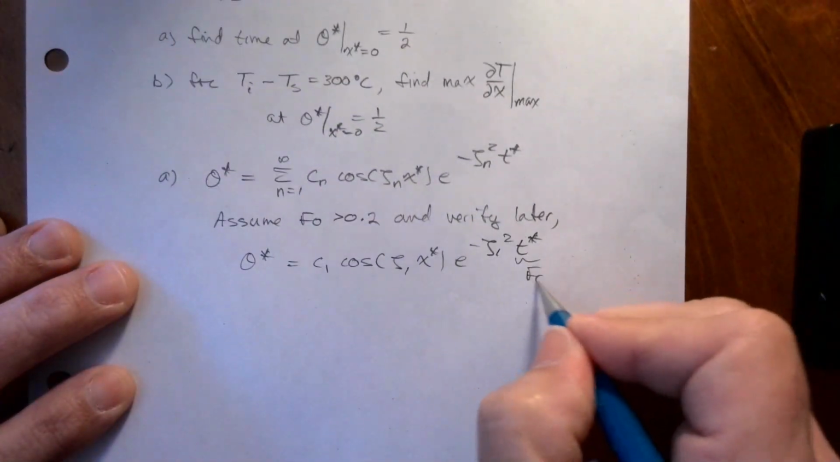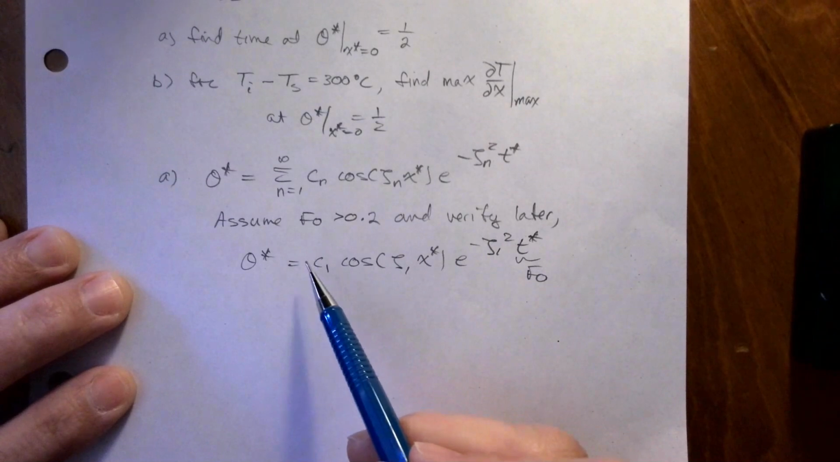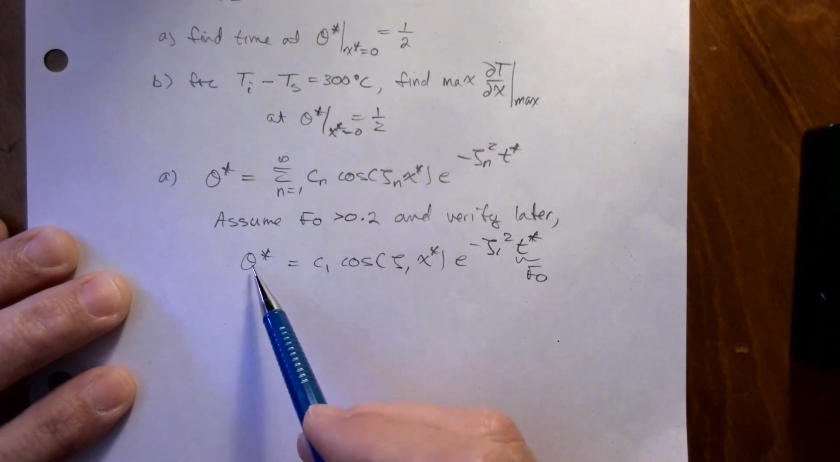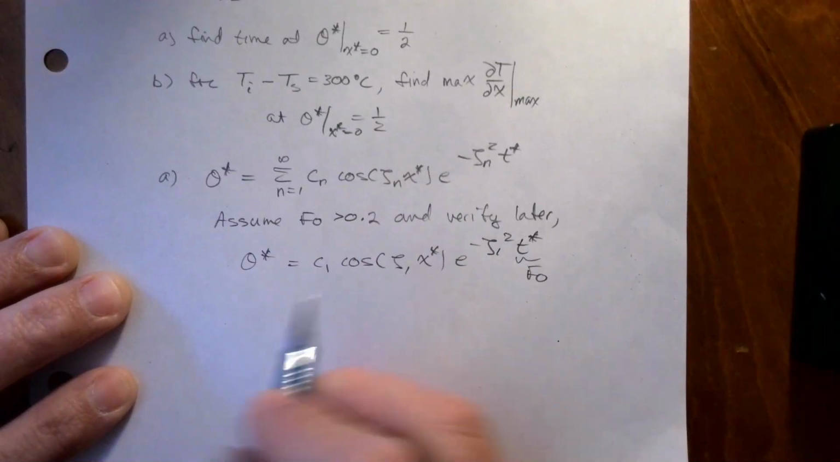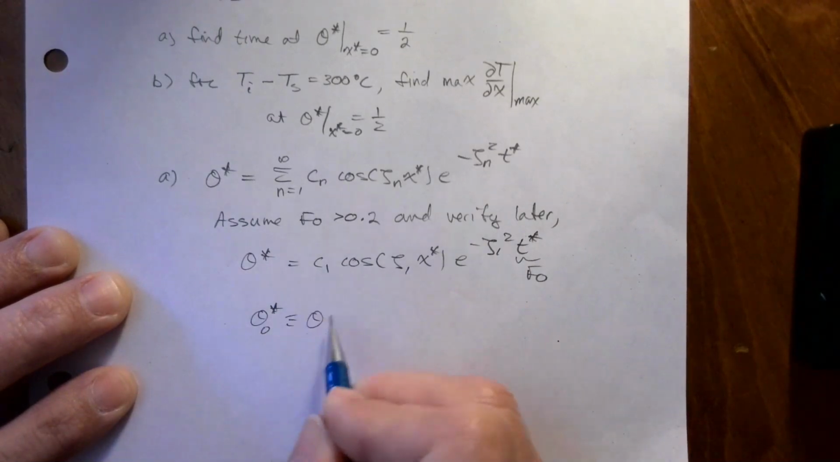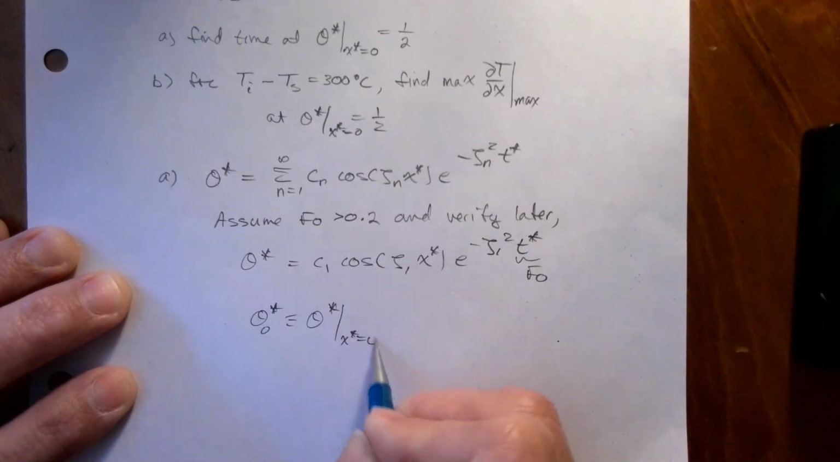Alright, that t star is the Fourier number. So we want to find the time at which this, at x equal to 0, is equal to 1/2. Let's go ahead and write theta star. Actually, that's called theta naught. Theta naught is defined as theta star evaluated at x star equal to 0.